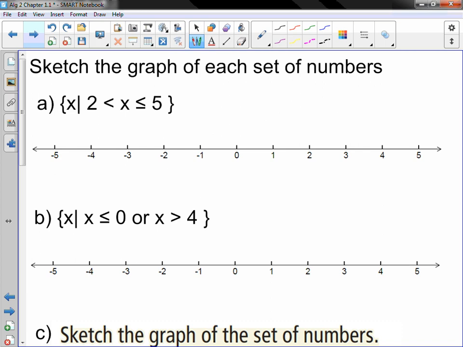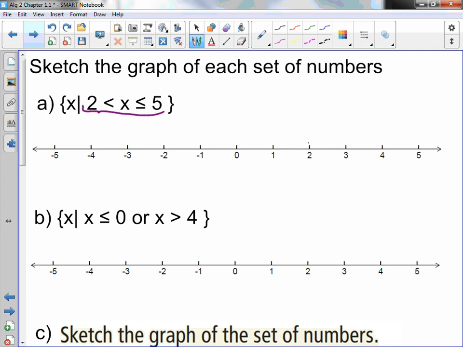So when we look at this here, we're going to sketch the graph of what they tell us. We're going to do that first. So here this tells me that I have the set of all real numbers x such that 2 is less than x is less than or equal to 5. So that means what? We're talking about all the numbers between what? 2 and 5, yes? Because that's what this is.